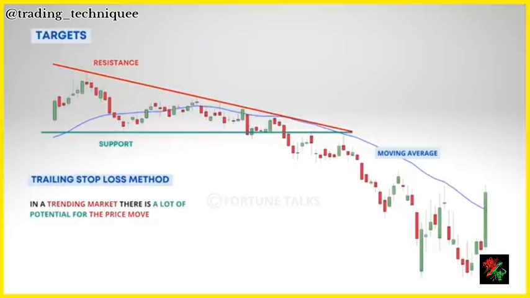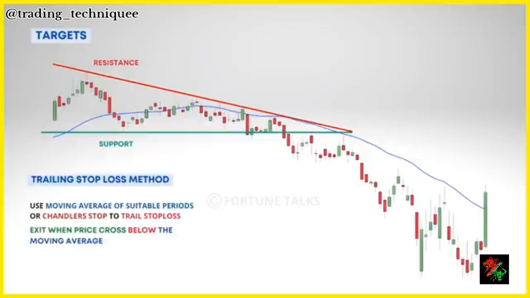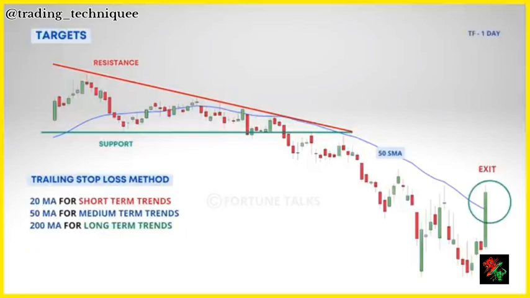Instead, you trail your stop loss as the price moves in your favor, so you can ride the entire trend. Now you have to decide on the type of trend you want to capture, whether it's a short-term, medium-term or long-term trend, and you trail your stop loss with the appropriate moving averages. For example, a 20 period moving average can be used for short term, 50 period moving average for medium term, and 200 period moving average for long-term trends. Then exit your trades when the price closes beyond or above the moving average.